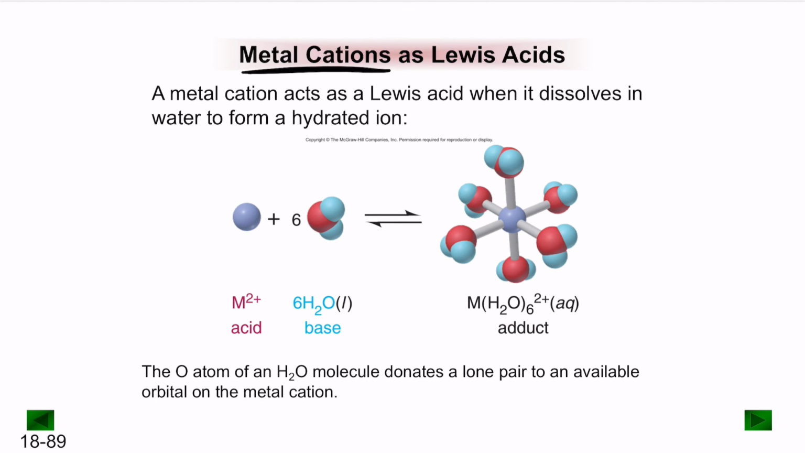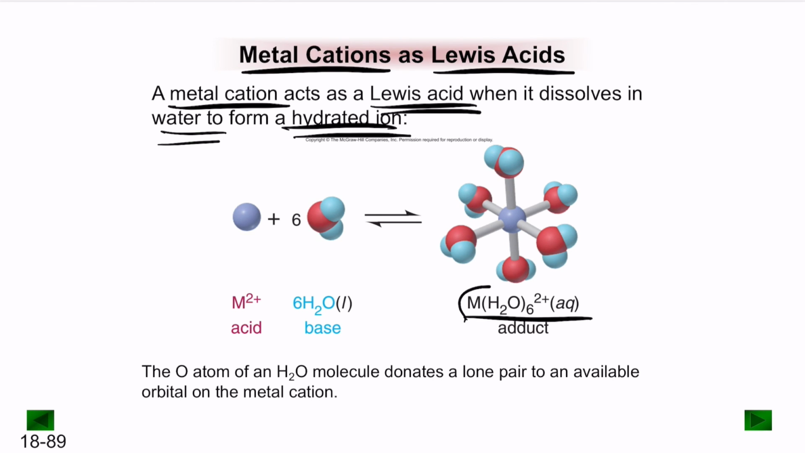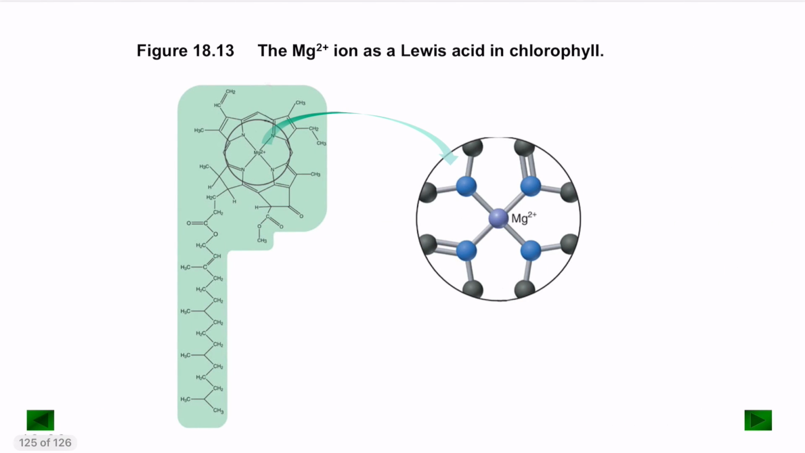Next, metal cations as Lewis acids. A metal cation also acts as a Lewis acid when it dissolves in water to form a hydrated ion. It is the same idea here: they can expand their orbitals because of the presence of d orbitals. They can use the vacant d orbitals and fill them up with the lone pair of electrons to create hydrated ions.